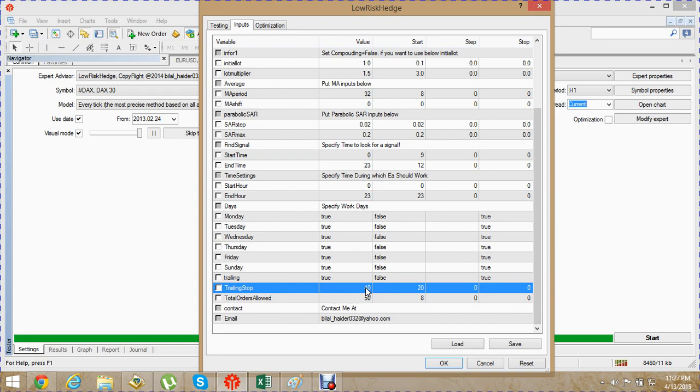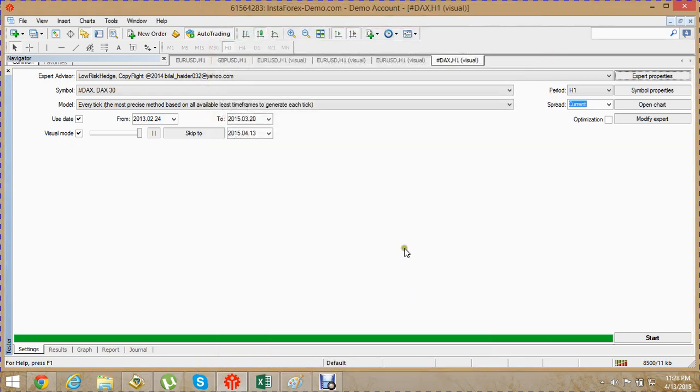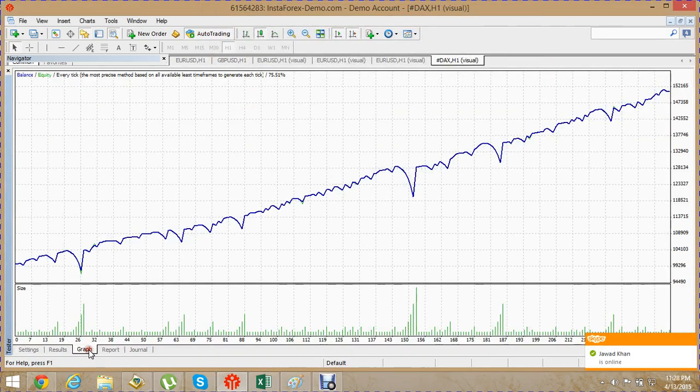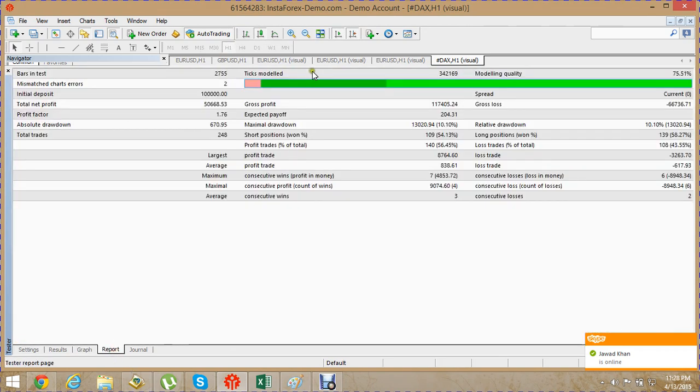One more thing is down here, which is the trailing stop, and I'm using a 40 pips trailing stop for this EA. Now let me click OK here, and let me show you the graph. The graph is pretty much always in profit, as you can see here, and this is the report.